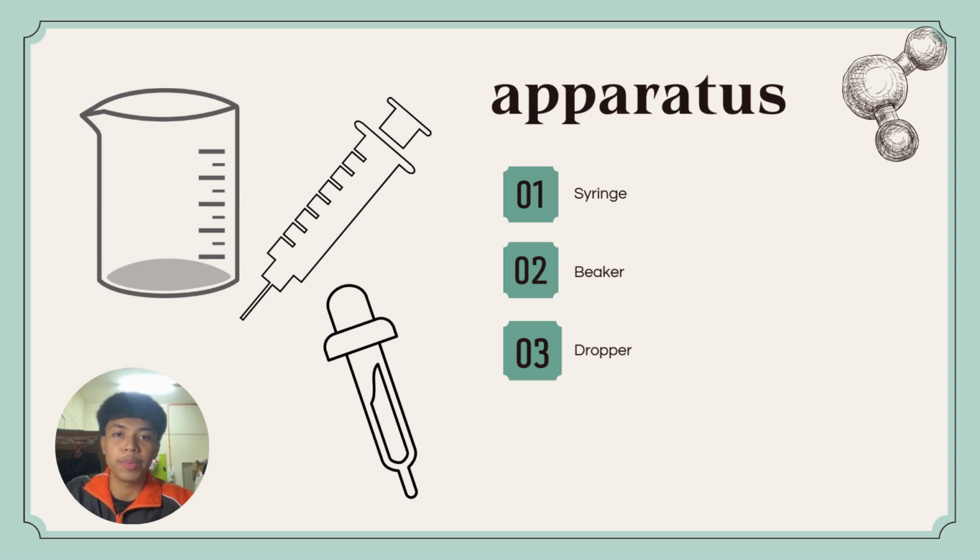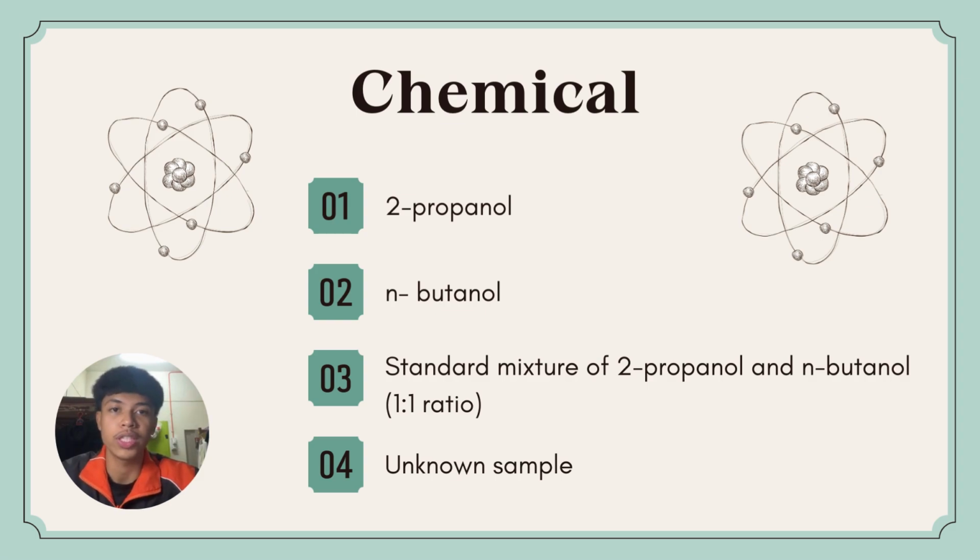So now, apparatus. First, we have syringe. Second, we have beaker. And last, we also have a dropper. The chemicals that we use in this experiment are first, 2-propanol, second, N-butanol, third, standard mixture of 2-propanol and N-butanol, 1:1 ratio, and last is unknown sample.